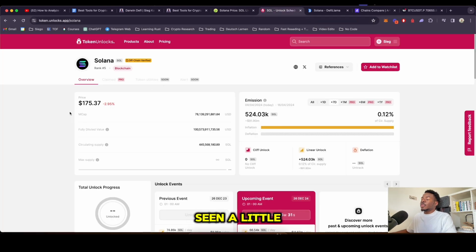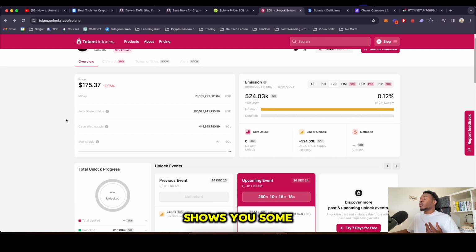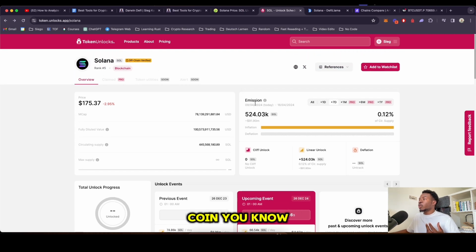And once you have seen a little bit about the tokenomics on Coingecko, another site that you can use to enhance your tokenomics knowledge is this website called Token Unlocks. What Token Unlocks does is that it shows you some information about, for example, the emission of the coin.